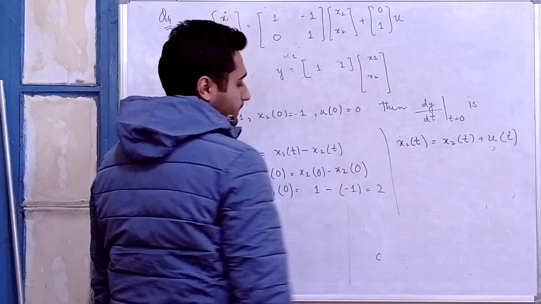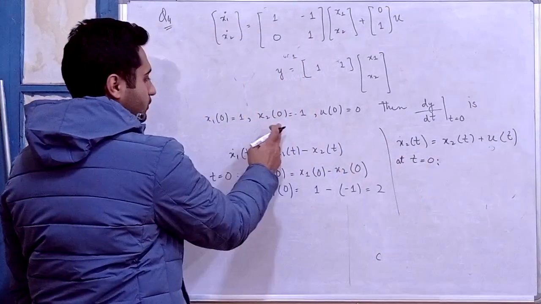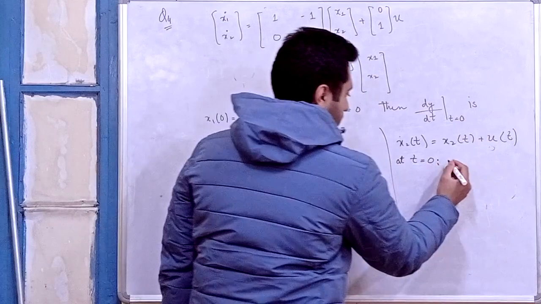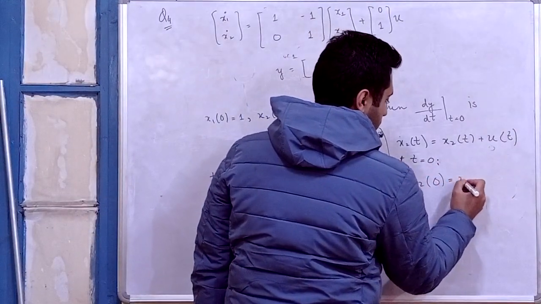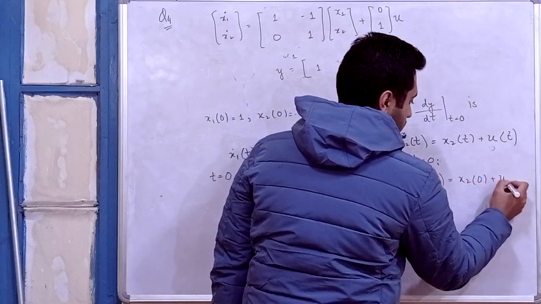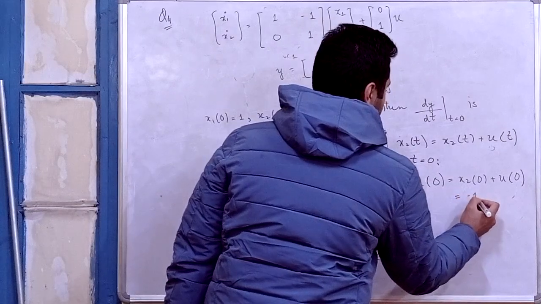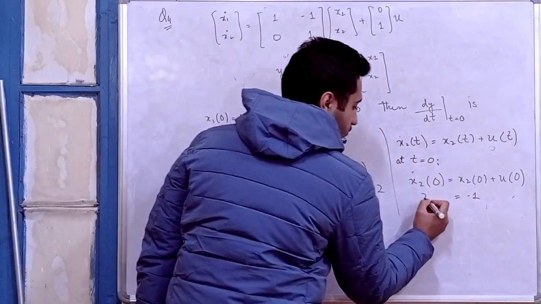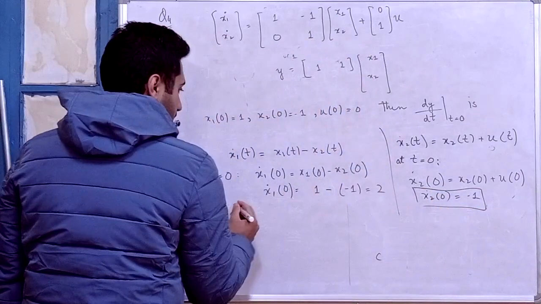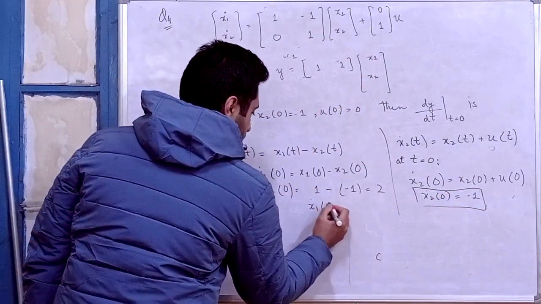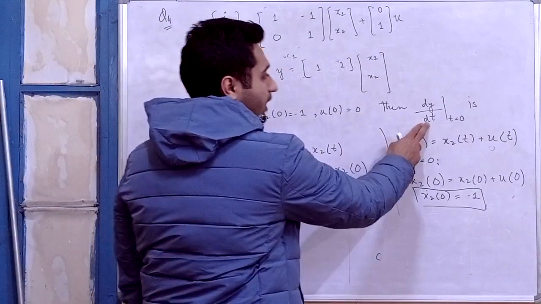Here there is 1, okay? And substitute at t is equal to 0. Why are we substituting t is equal to 0? Because we are given information at 0. That's why. So you get x2 dot at 0 equal to x2(0) plus u(0). How much is x2(0)? Minus 1. u(0) is 0. So x2 dot 0 is minus 1. This is the second information. The first is that x1 dot 0 is 2.